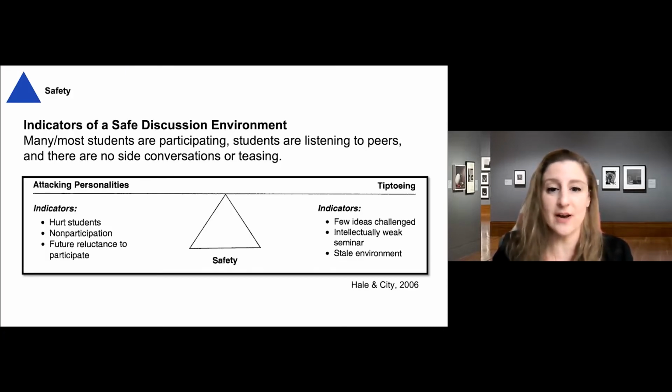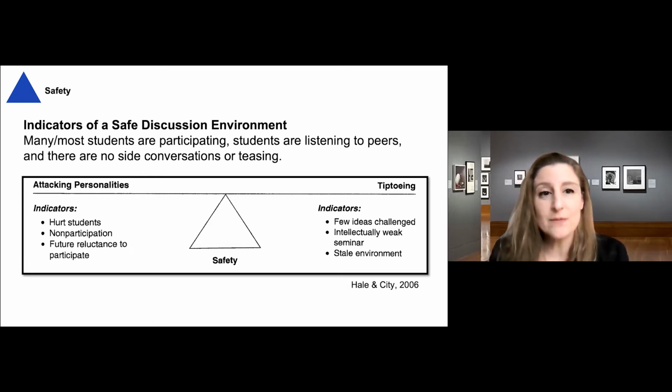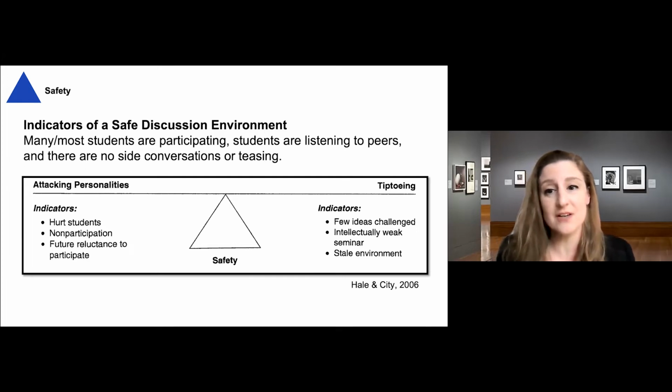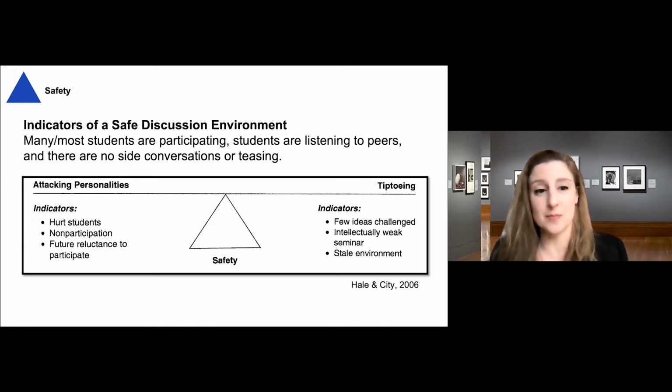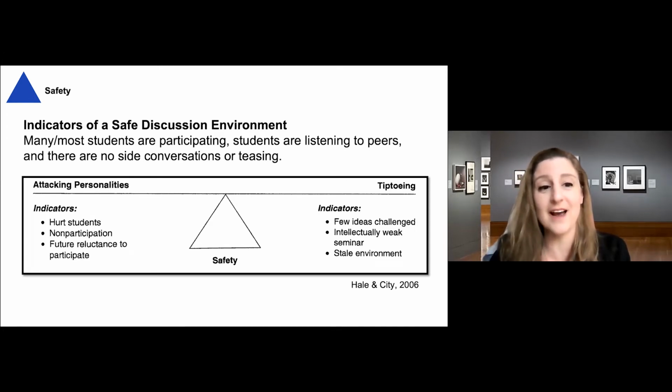Here's one of those diagrams from the Hale and City book that I was referring to. What does a safe discussion environment look like? It looks like an environment where most of the students are comfortable participating, where they're listening to each other, where they're treating each other with respect, where there aren't side conversations happening. This diagram shows what it might be like if there's not enough safety, or if people are feeling so safe that they might not be behaving very well on the attacking personality side.